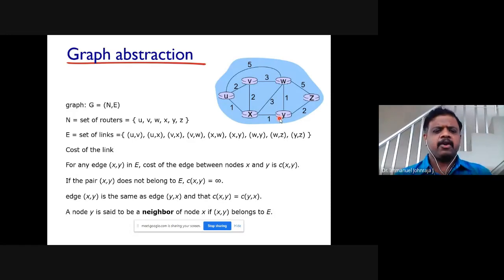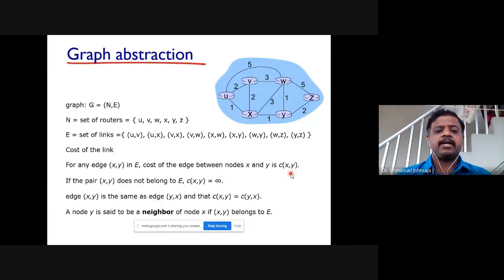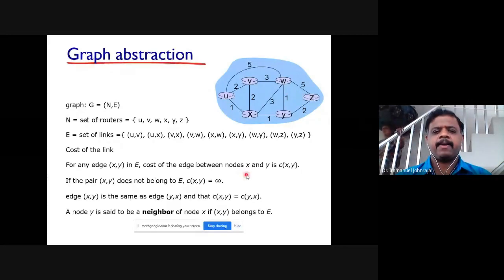Now, for any edge (x, y) in E, the cost of the edge between nodes x and y is denoted by c(x, y). We are going to use that notation in the further slides. And another one: if the pair (x, y) does not belong to E, the cost is infinity. For instance, between V and Z no direct link exists, so the cost of VZ is infinity, because VZ is not part of your edge set.